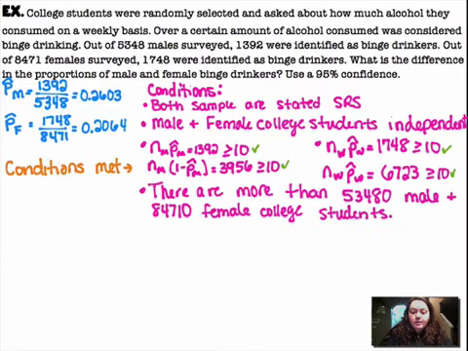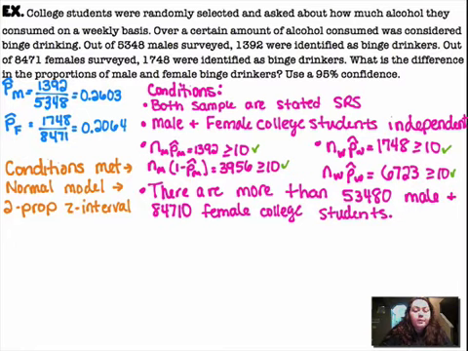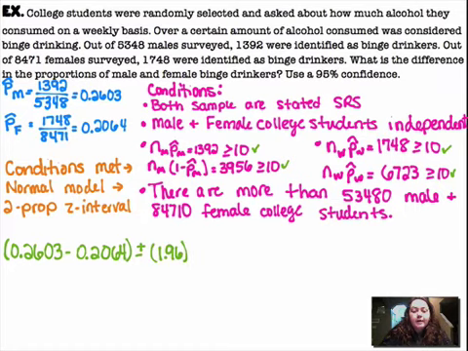And then my 10% condition. So there are more than 53,480 males and 84,710 female college students. So conditions are met. We're going to use a normal model, and we're going to do a 2 proportion Z interval. Our work is going to be our statistic, which is the difference in males and females. So I'm just subtracting those p hat values, plus or minus my Z star. Well, I'm doing a 95% confidence, so my Z star is 1.96, times the standard error.